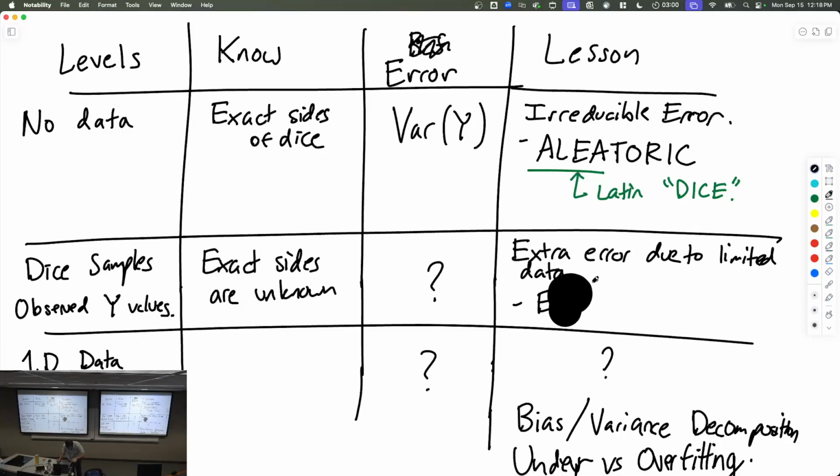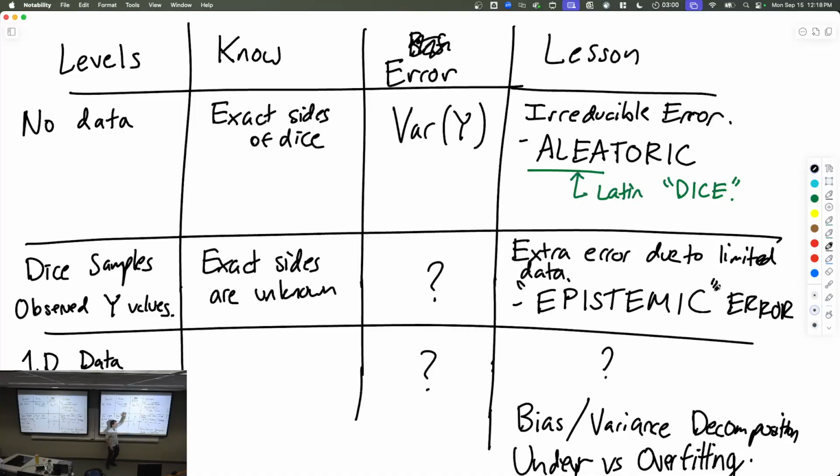Okay, let's give it a try. And epistemology is the philosophy of knowledge, and epistemic means this error is due to our lack of knowledge.